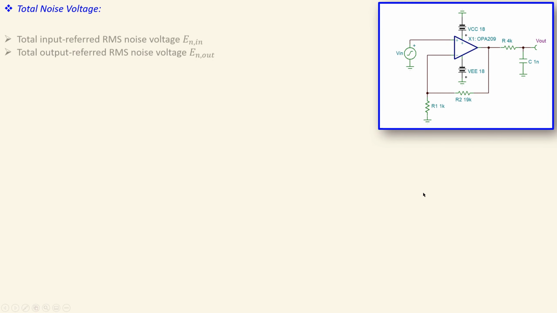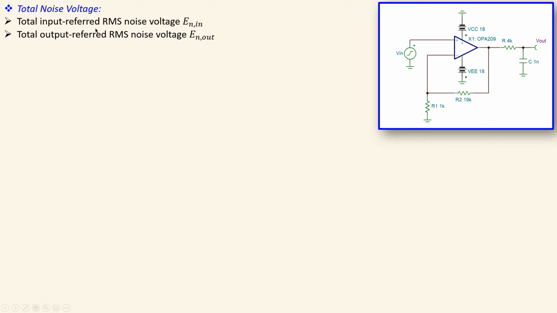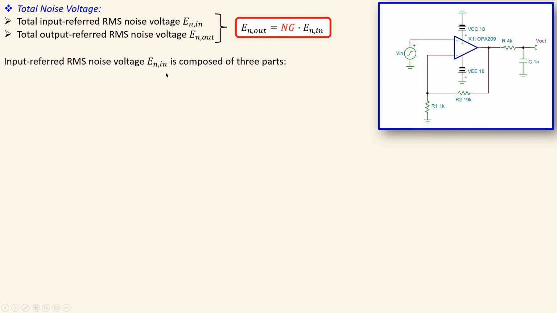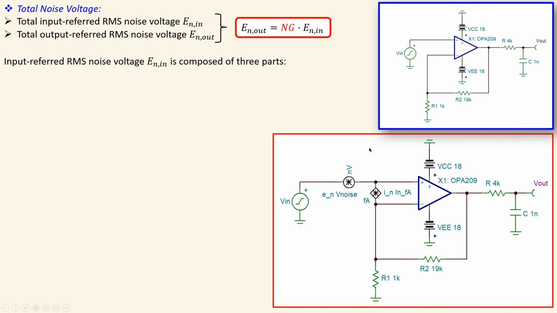So let's also look at the total noise voltages, because we have the input referred RMS noise voltage and we have of course the output referred RMS noise voltage, and those are related by this expression, which is just the output referred RMS noise voltage is equal to the noise gain times the input referred RMS noise voltage. So the input referred RMS noise voltage then is on its own again composed of 3 parts. That can be seen easily if you look at this model, because the op-amp now is here, of course, has some noise, but now it is noiseless, and we have added two noise sources, which is then an input noise current of the op amp and also the input noise voltage of the op amp. And of course we have the resistors and also the low pass filter at the end.